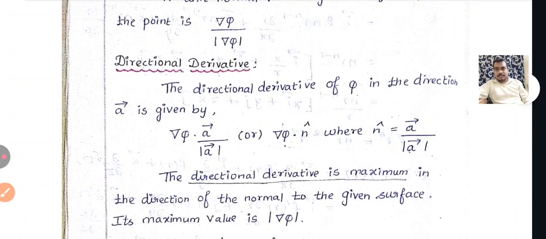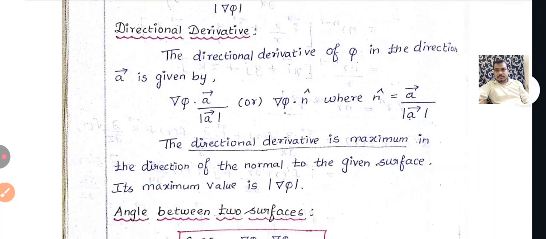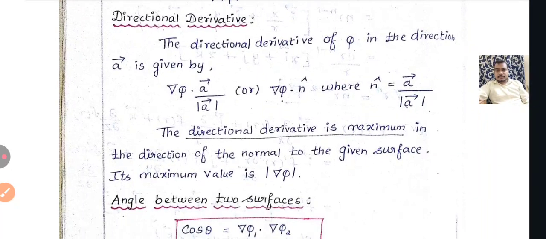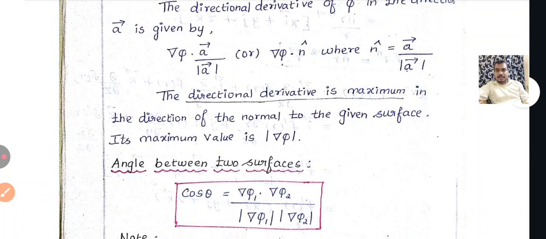Next, the definition is the directional derivative. It is described as del phi dot a vector divided by modulus a vector, or otherwise del phi dot n cap, where n cap is a vector divided by modulus a vector. So the directional derivative is maximum in the direction of the normal to the surface.